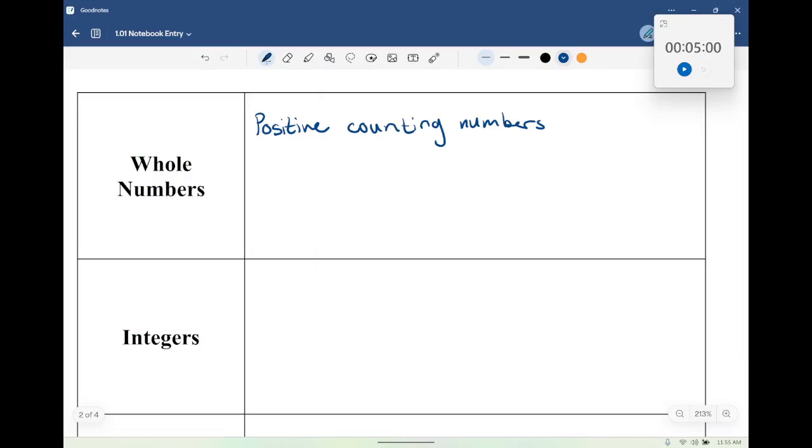And so again, we call them positive counting numbers. And so specifically, all right, we've got 0, 1, 2, 3, and so on. Those are our whole numbers. Again, intuitive, we generally know those just by looking at them.